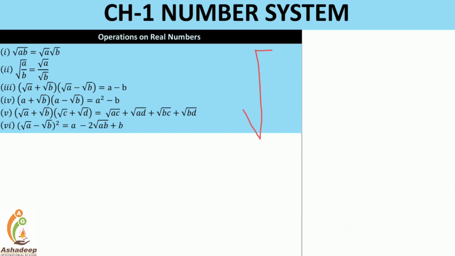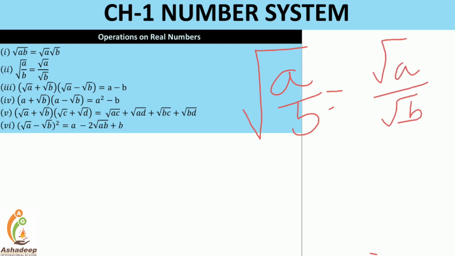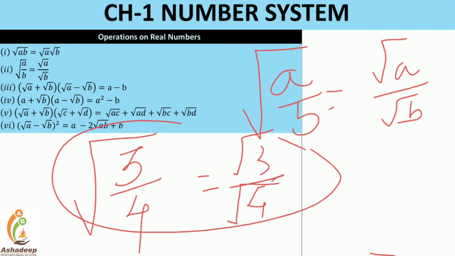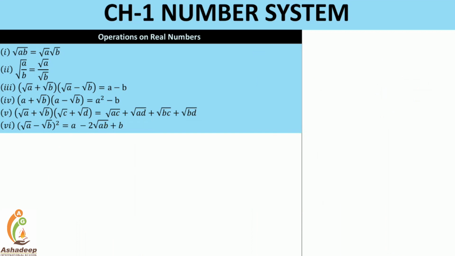Here, the square root of A by B is equal to the square root of A upon the square root of B. For example, the square root of 3 by 4 is equal to the square root of 3 by the square root of 4. So both have the equal answer. You can just solve it on your own, and the answer will be the same as here.